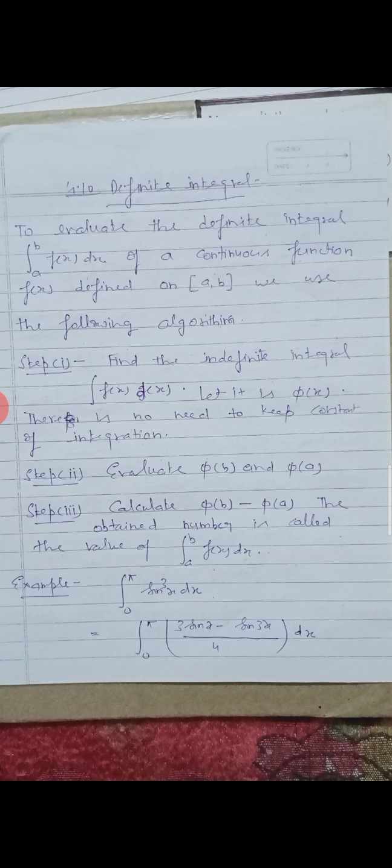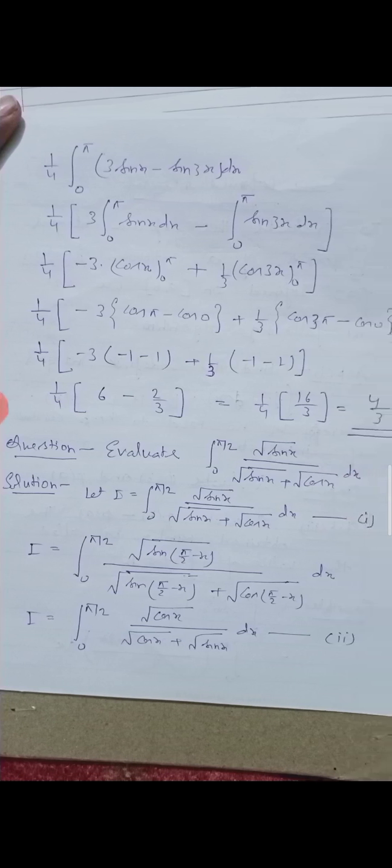For example, integral 0 to pi of sine cube x dx. This is equal to integral 0 to pi. First we simplify sine cube x by the formula of sine 3x. This is (3 sin x minus sin 3x) upon 4 dx. Now again this can be written as 1 by 4 integral 0 to pi of (3 sin x minus sin 3x) dx.